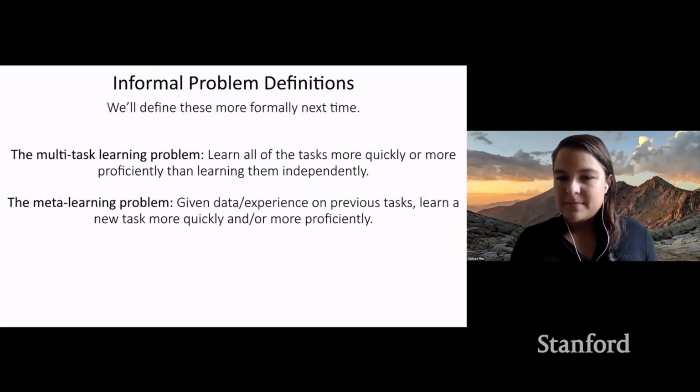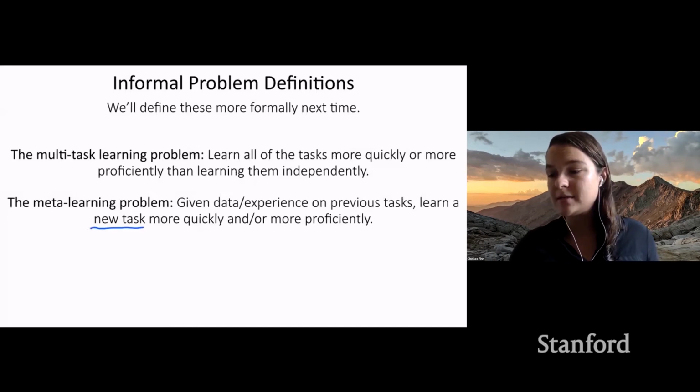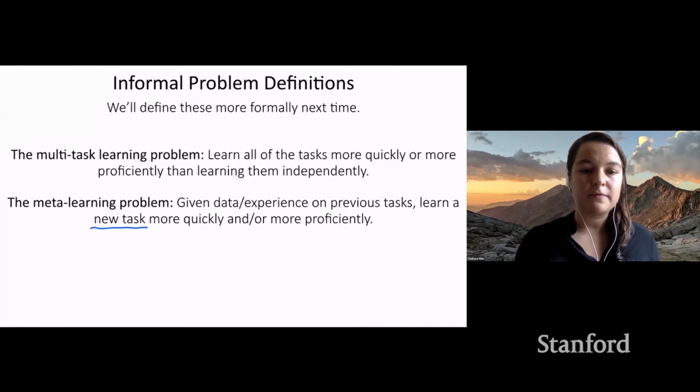Another question is asking, what is the main difference between multitask learning and meta learning? Is it that in meta learning you're training from scratch on all the tasks? The main thing that's different is that in meta learning you often want to try to solve a new task more quickly or more proficiently given previous experience, whereas in multitask learning you're given a set of tasks and you want to do well on all of these tasks at the same time.